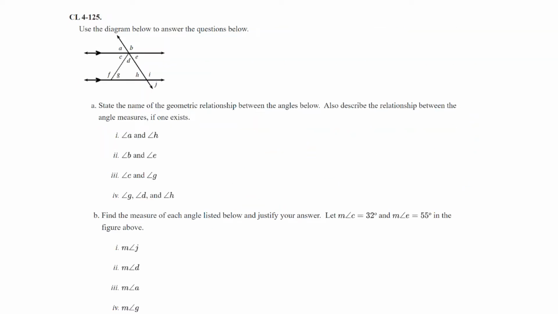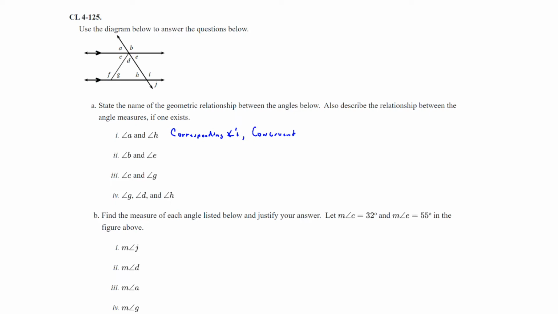Question 125, use the diagram below to answer the questions below. Part A, state the name of the geometric relationship between the angles below. Also describe the relationship between the angle measures if one exists. Alright, so angle A and then angle H. Knowing that these lines are parallel, A and H would be corresponding angles, and we know that corresponding angles are congruent.